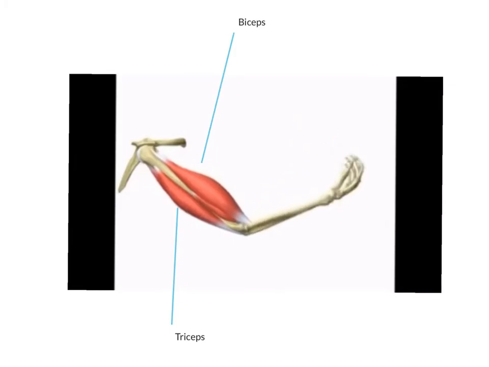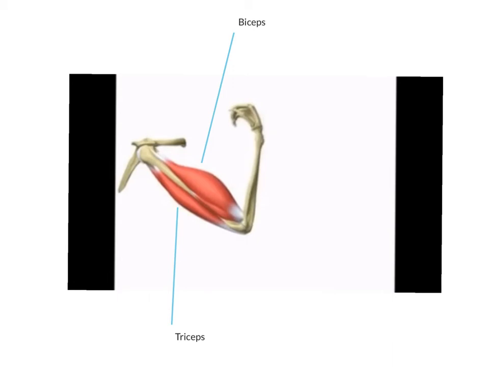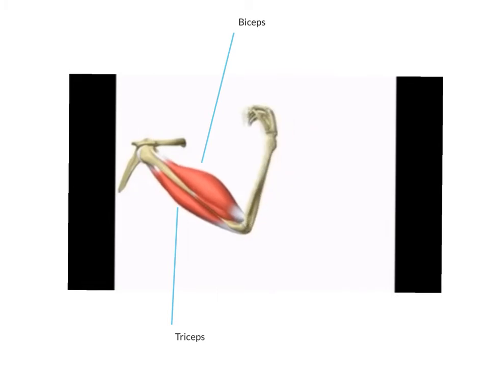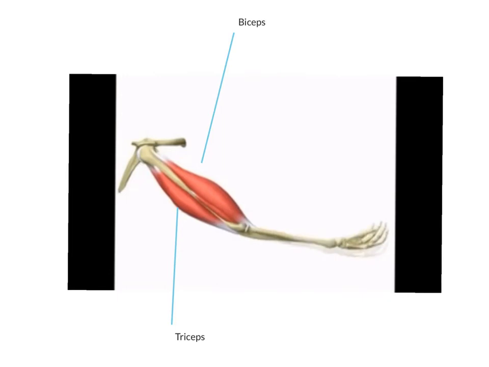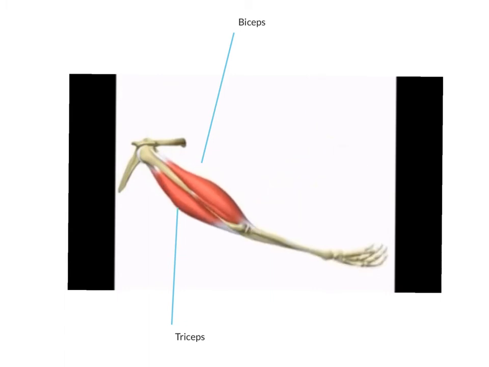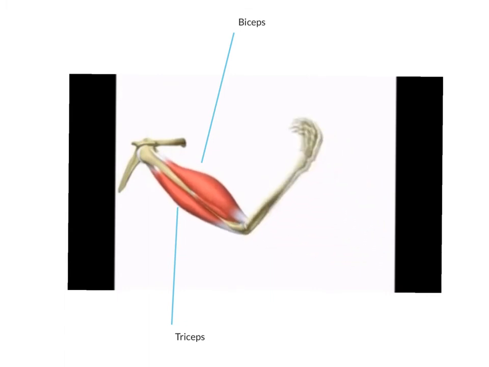So what I would like you to do is copy the movement that the video is doing on the board. So put your arm out flat in front of you and bring your hand up towards your shoulder. Keep doing it, and as you're doing it, what I would like you to do is just put your other hand that you're not using around the top of your arm and see if you can feel your triceps and your biceps moving as you move your arm.